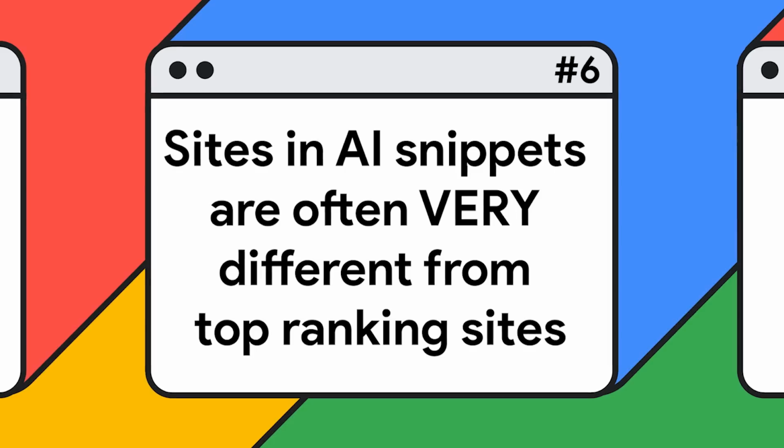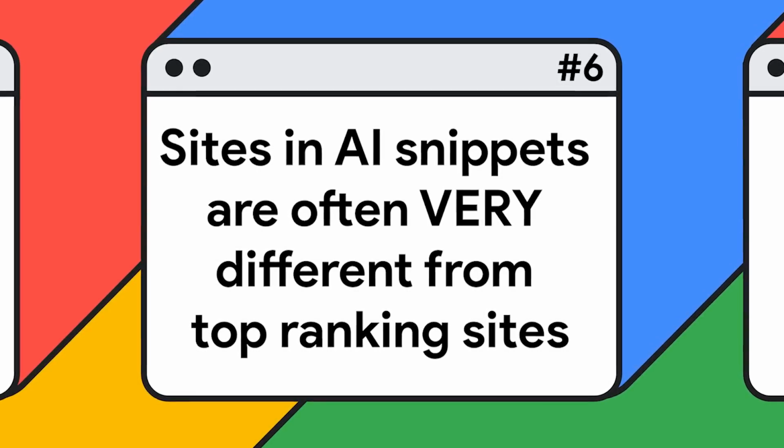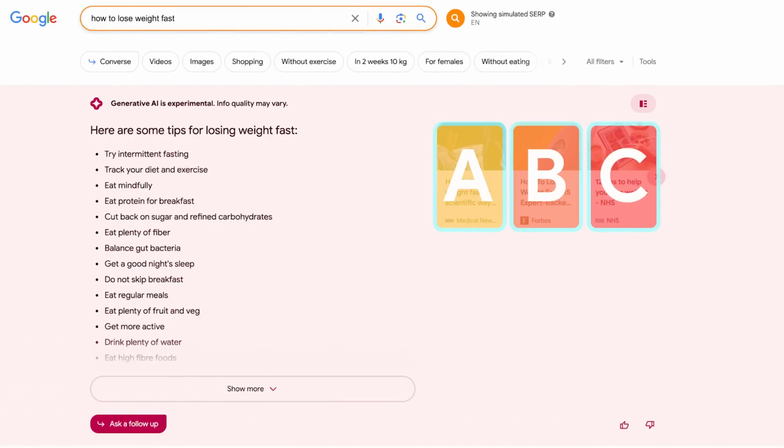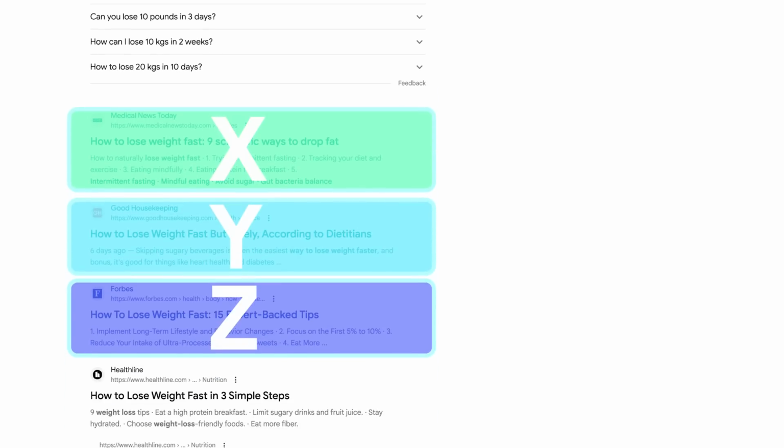while making the experience better for the user. The sixth thing that I noted, and that's finally good news for small publishers like you and I, is that the sites used in the AI answer and featured on the top right or in the carousel on mobile are often very different from the top ranking sites.